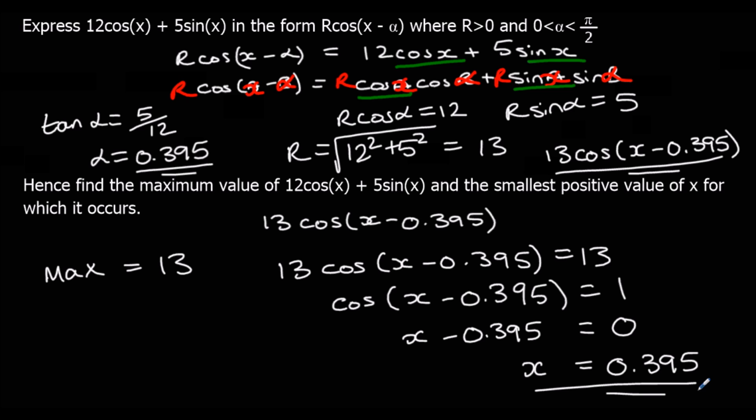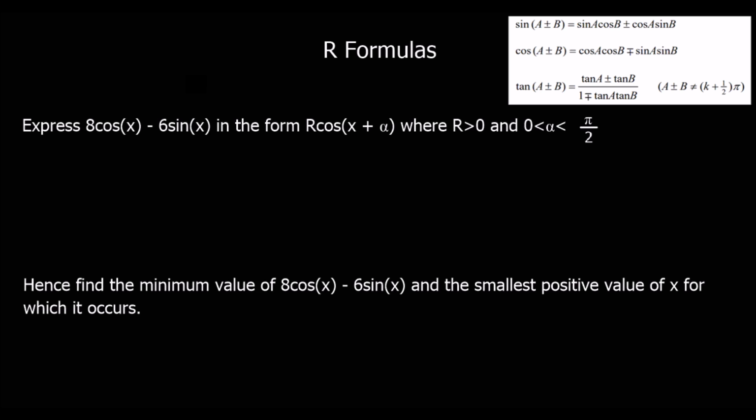and that's our answer. Okay, you can try pausing the video and giving this one a go, or carry on watching and I'll go through the answer. So we've got to express 8 cos x minus 6 sin x in the form r cos x plus alpha. So r cos x plus alpha is equal to 8 cos x minus 6 sin x.